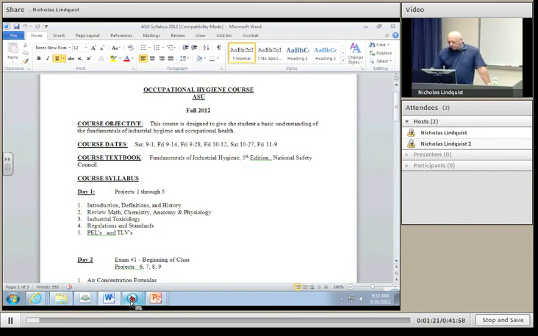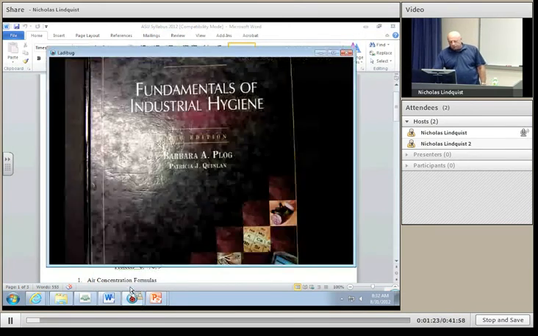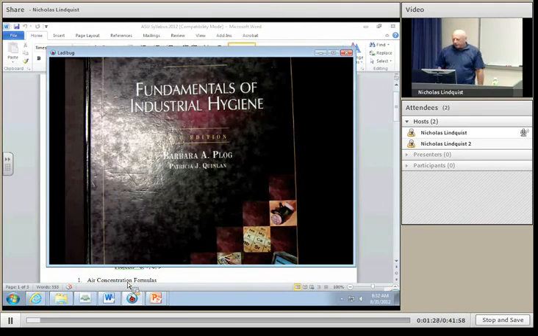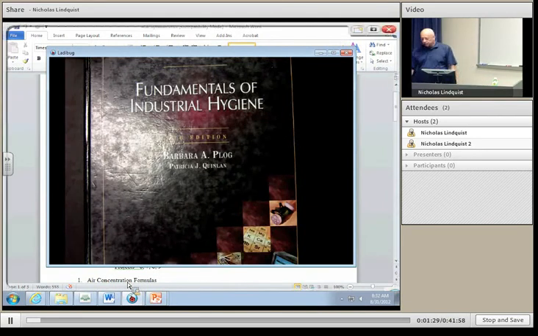The textbook for the class is the Fundamentals of Industrial Hygiene. This is the 5th edition. This is the one that if you go through the bookstore, you'll be able to purchase. It's a fairly thick book, and believe it or not, we're going to cover a majority of the material that's in there. And so you'll definitely need to have the book.